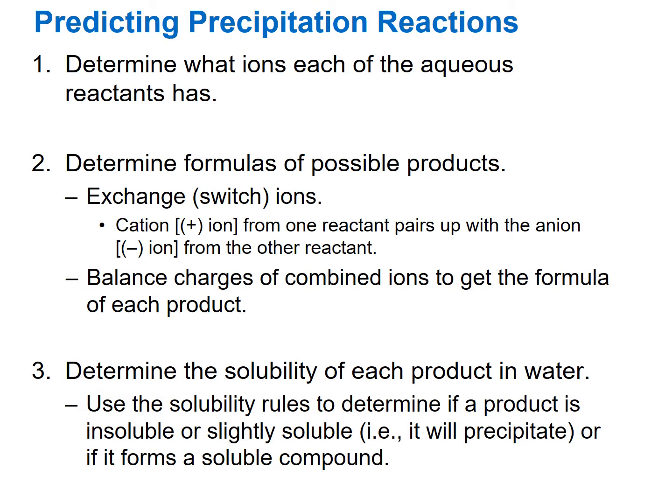So what are the steps as far as predicting precipitation reactions? How do you go about writing these chemical equations? Well, you determine what ions are in each of the aqueous solutions, and you determine the formula of the possible products, which means that your ions are switching partners, doing that do-si-do on the product side of the transformation arrow. And you want to balance everything out. That's the right way to do that. And then you would consult a solubility chart, and you would determine the solubility of each of the products that was created.